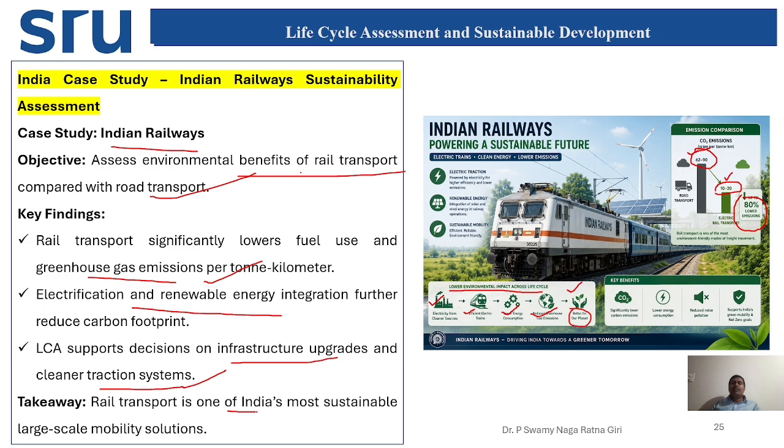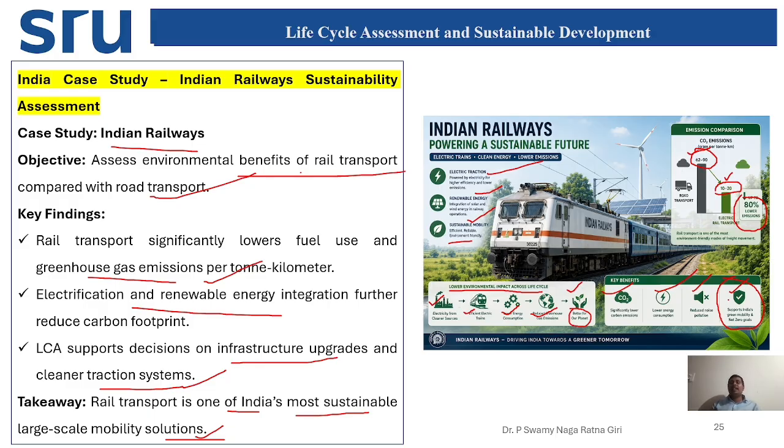So rail transport is one of India's most sustainable large-scale mobility solutions nowadays. That is the best way we can say this is one of the best case studies. We try to understand how this is becoming electric traction, with renewable energy and sustainable mobility. So how are the Indian Railways benefiting through lower CO2 emissions, low energy consumption, and reduction of noise pollution, as well as supporting India's green mobility and net zero goals? Net zero is the ultimate goal by 2047 set by the Indian government. So all of you understand that concept and how LCA is evolving in each and every industry. This was the best case study.